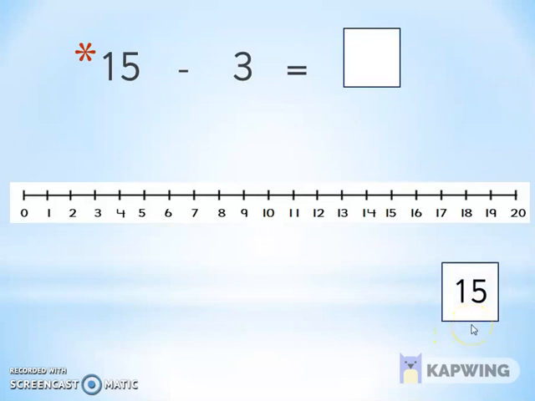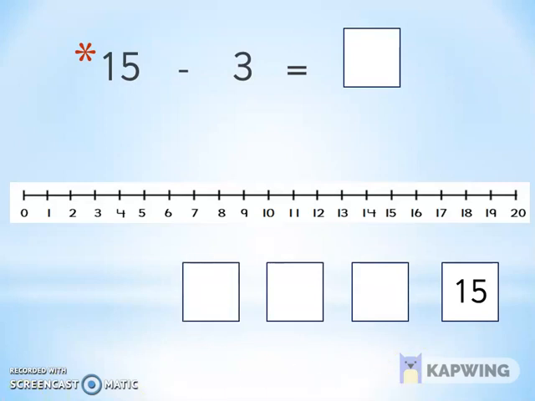Now, from 15, how many numbers will we count backward? Can you help me, students? Well done. If you all say 3, as you can see, 15 minus 3. We'll take away 3 from 15. Therefore, we'll draw the 3 boxes to count backward from 15. Would you like to draw with me? Let's go. 1, 2, 3. Now, dear students, we'll count backward from 15, and to show our backward counting, we will draw an arrow, and this arrow will show that we are counting backward.